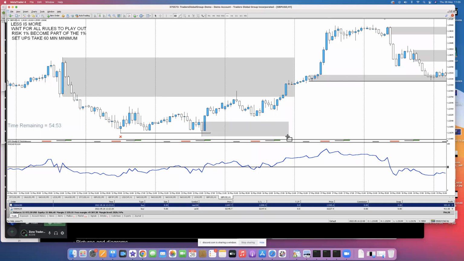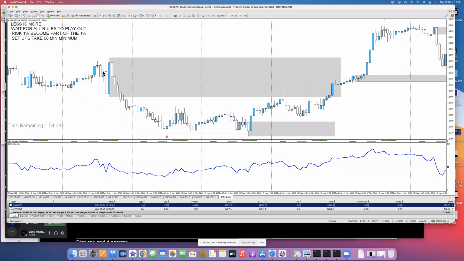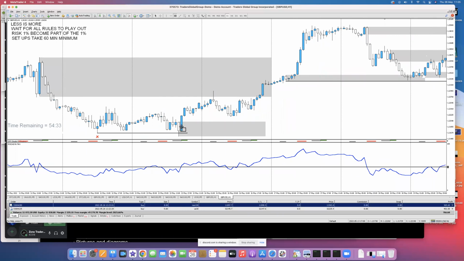All order blocks don't get respected. The fake order? Yeah, I think so. I don't know, but just sometimes they don't. The order block is the last down candle before the fast up move. But order blocks stack. So there's an order block here, last down candle before fast up move, stacking.